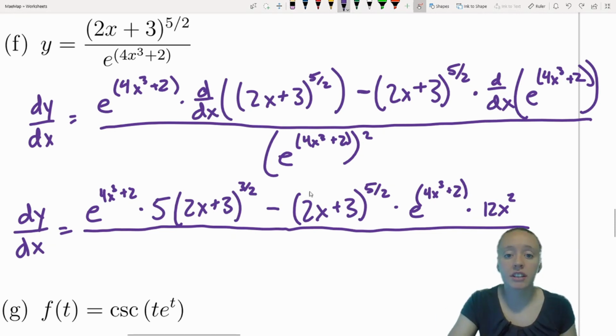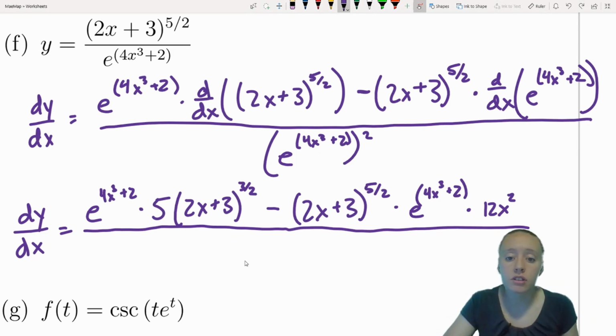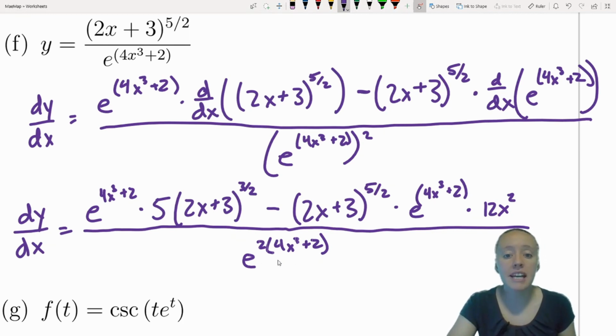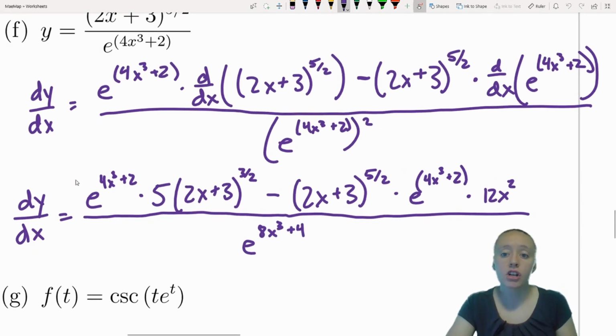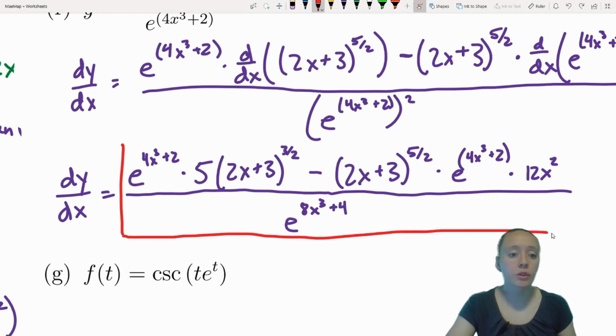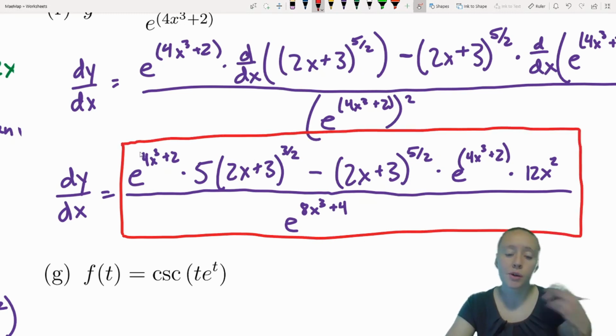But finishing out that denominator, we multiply the exponents together when we have one exponent raised to another power. So this is going to be e to the 2 times 4x cubed plus 2. And if we wanted to distribute that through, that would be e to the 8x cubed plus 4. That's our derivative in part F. So there we have it, using the quotient rule, low d high minus high d low all over low squared. And within that quotient rule, we actually had a couple different chain rules.